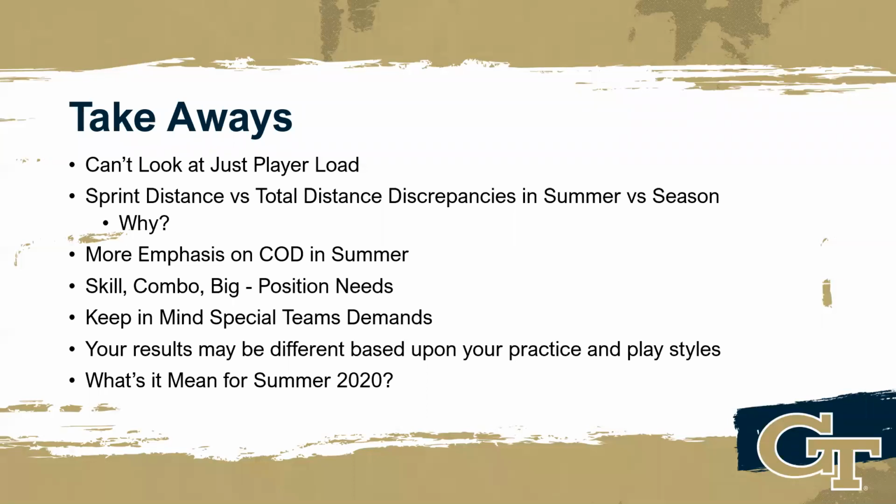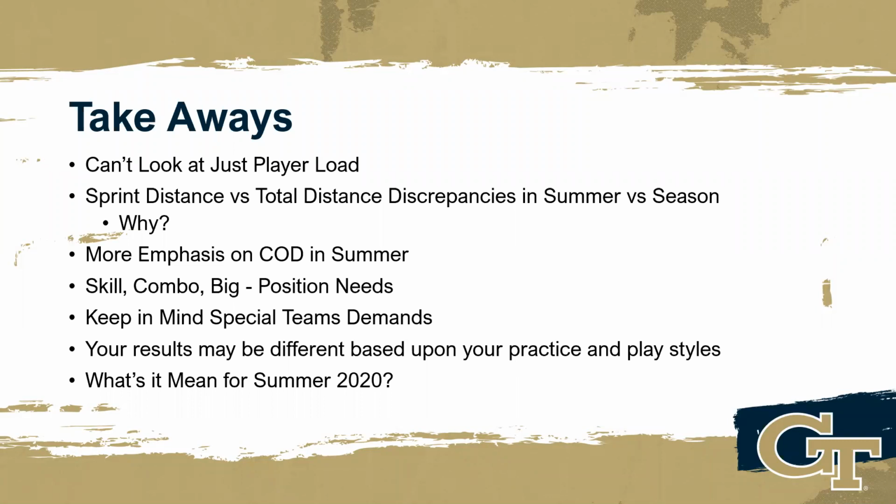You may have different names for it. But your times on your runs are different for skill, combo, and bigs. One of the things that I've seen, and I've used a little bit as well, is our skill guys are going to run 110s, our combos are going to run 100s, and our bigs are going to run 90s, because we're going to save that distance off of our bigs. We're going to save their legs by having them run 20 fewer yards.